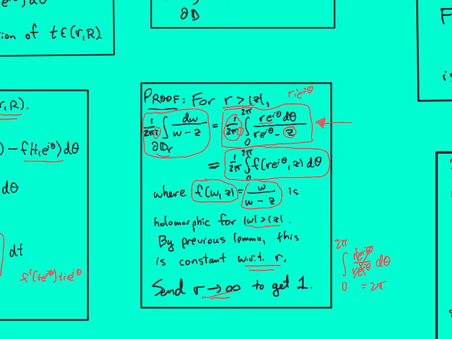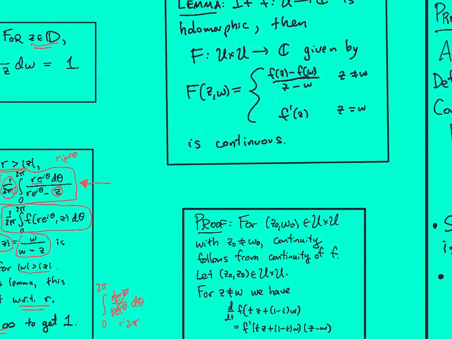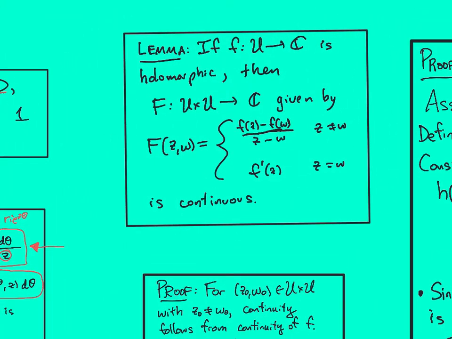Finally, let's prove the third lemma, which was continuity of the difference quotient function on the product set. So again, here it was. We have a holomorphic function, and we define big F to be the difference quotient when z is not w, but it's the derivative otherwise. And we just want to show that this is continuous, because in our proof of the Cauchy integral formula, we had to integrate in one of the variables and know that it was continuous in a parameter.